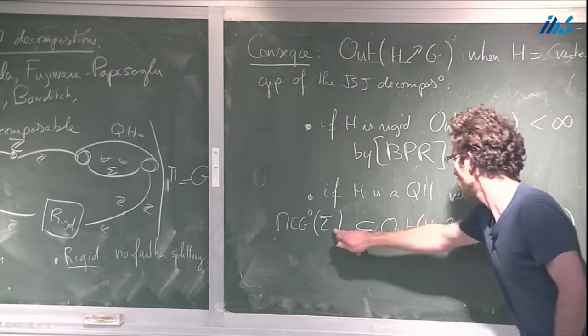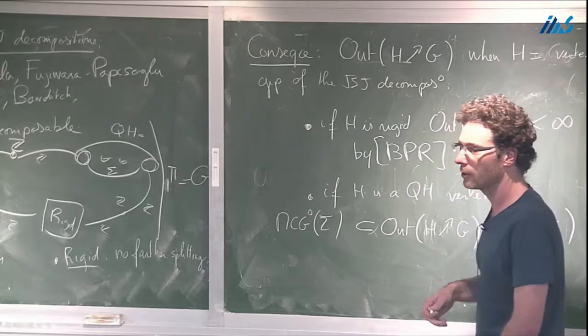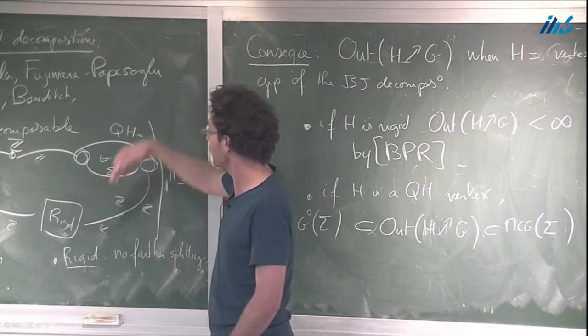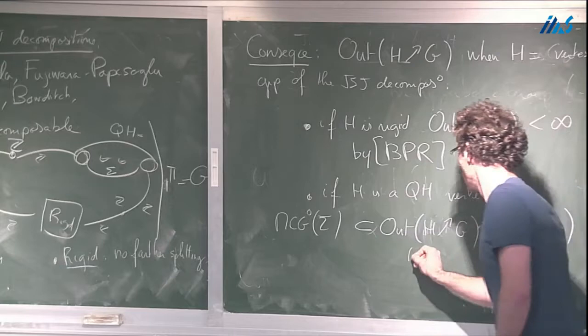Those groups differ by a finite index. So essentially, if you care only up to finite index, the group of automorphisms of this QH group that extend to G is the mapping class group. Up to finite index, this is the mapping class group.